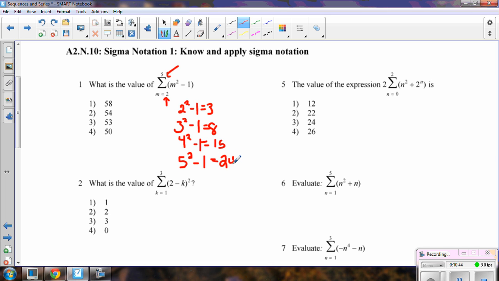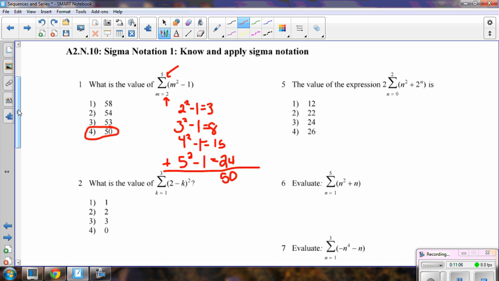We add them up. You get 3. So then you want to make sure that if this is not multiple choice, you're clear that you're adding. So 3 plus 8 is 11. 11 plus 15 is 26. And 26 plus 24 gives us a grand total of 50, which is choice 4.